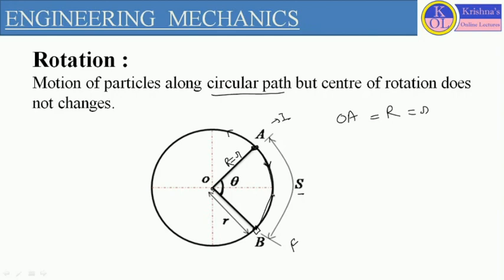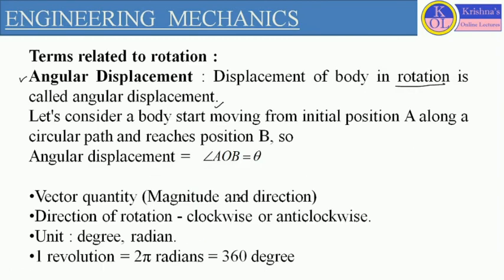Because the particle is traveling along this path. This is the initial position and this is the final position. So, this angle AOB is defined as the angular displacement of the particle which is moving along the circle. So angular displacement we generally define as the angle. So this is the concept of angular displacement.